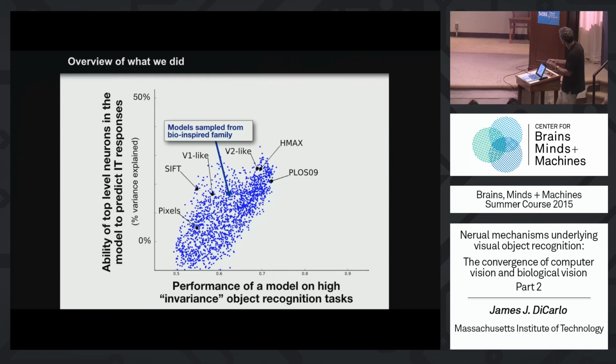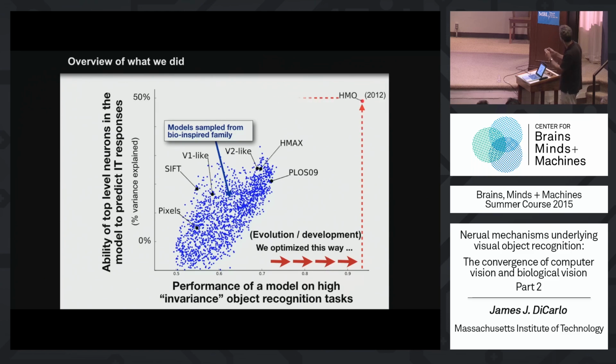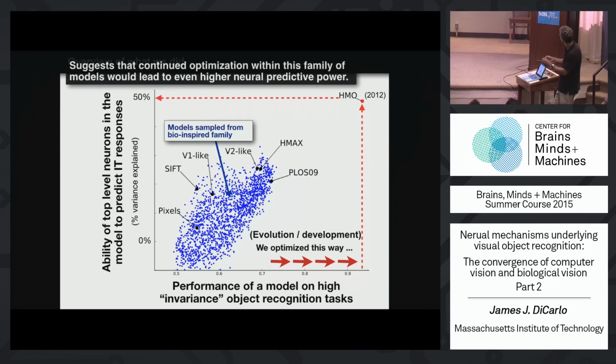If you're better at this, you're better at predicting that. And all we did was optimize this way, which we think of as like evolution or development. So we're not fitting neural data, we're just optimizing for task performance. And that led in 2012 to a model that I just showed you explained about half of the IT response variance. Okay, so it looks like it's continuing up this way. So if you believe that story, then that says if we can optimize further on these kind of tasks, maybe we can explain more variance.